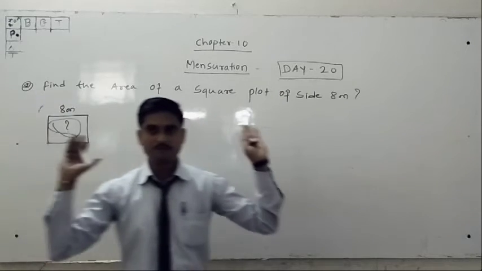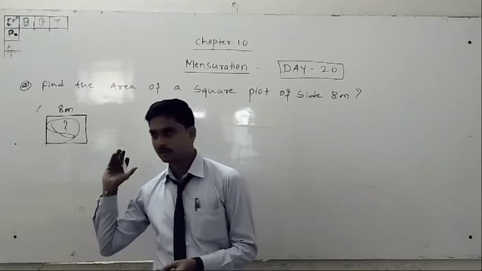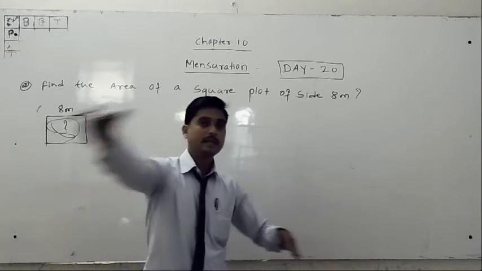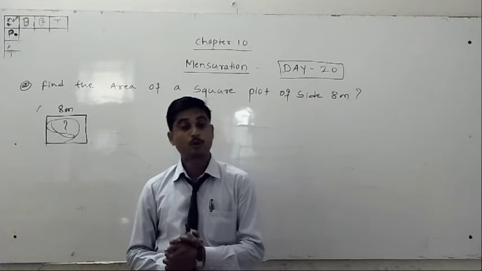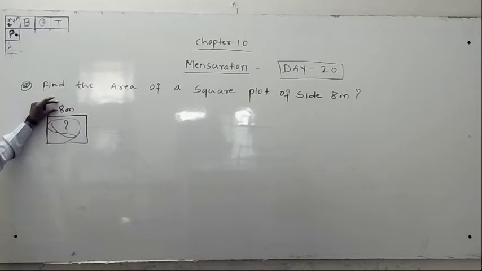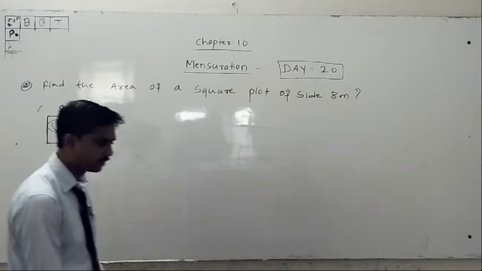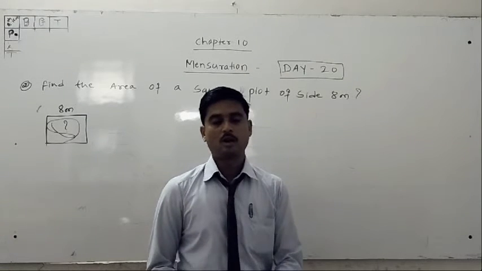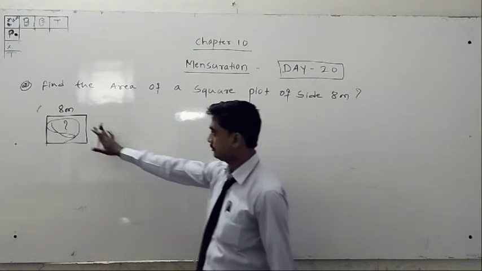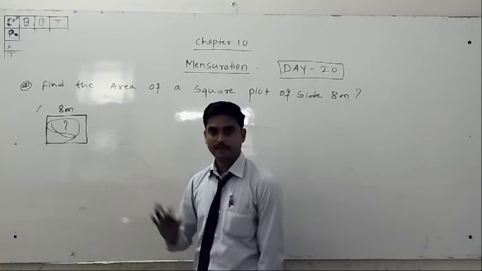This is one plot. If the length of this khali jaga is 8 meter, then what is the area that should be occupied? Because one side is 8 meter means all sides should be 8 meter only, because a square figure means all sides are the same length. That's why that is 8 meter. One side length means all sides should be 8 meter.